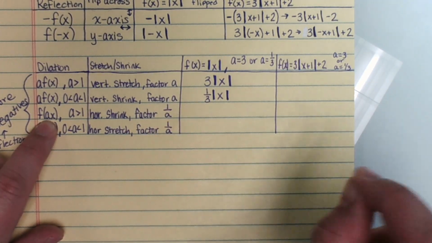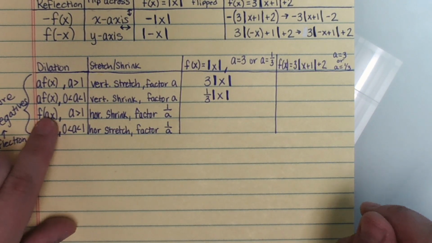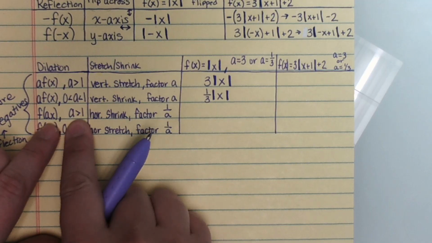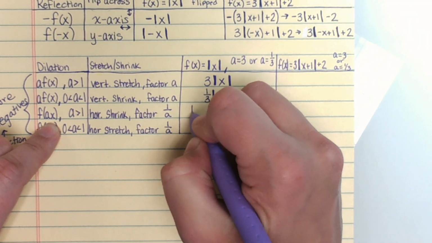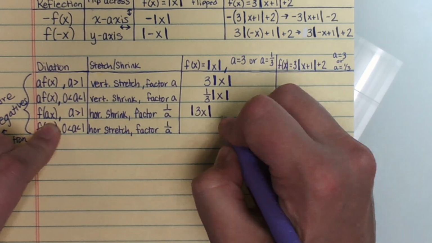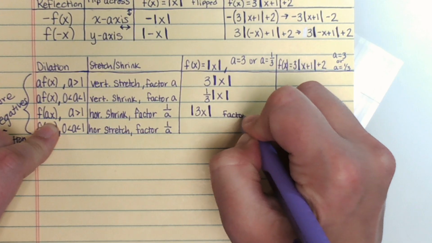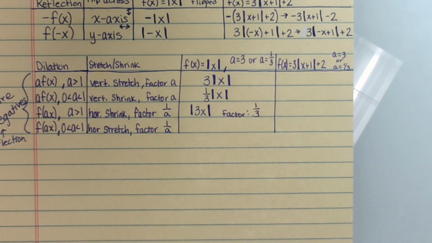Now, if A is inside the absolute value, or inside the parentheses if there's parentheses, bigger than 1 is a horizontal shrink. So the absolute value of 3x is a horizontal shrink with a factor of 1/3, because that's the reciprocal of 3. Remember, a reciprocal, you flip the fraction. 3 is traditionally 3 over 1. Flip it, the 1 goes on top, the 3 ends up on bottom, 1/3.